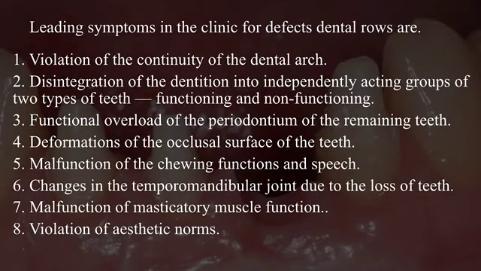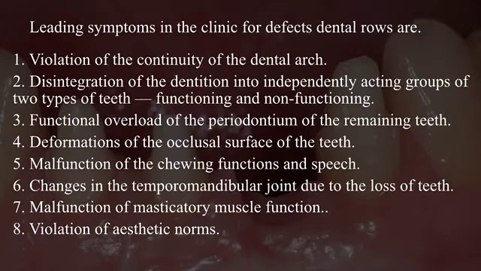On the slide, you see leading symptoms in the clinic for defects of dental rows. First, violation of the continuity of the dental arch. Second, disintegration of the dentition into independently acting groups of two types of teeth, functioning and non-functioning. Third, functional overload of the periodontium of the remaining teeth. Fourth, deformation of the occlusal surfaces of the teeth. Fifth, malfunction of the chewing function and speech.